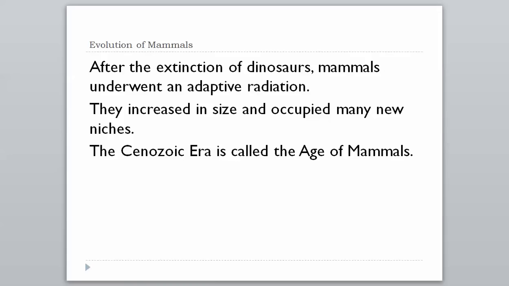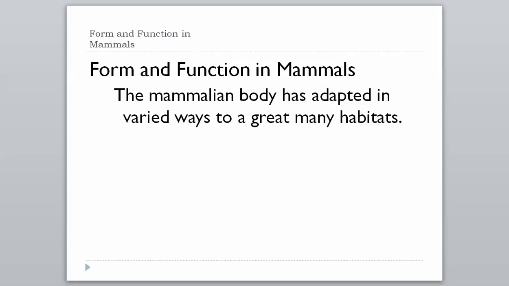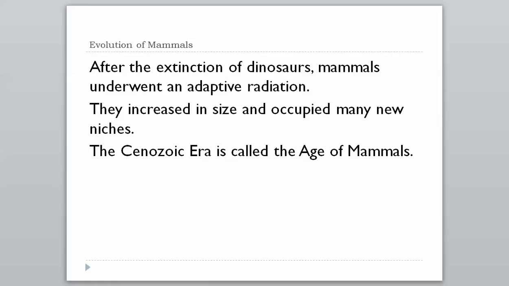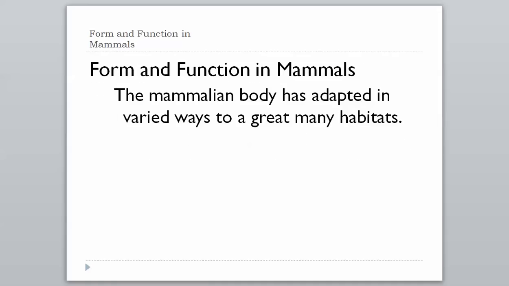And so the Cenozoic era, which is when they came to be, is now called the Age of the Mammals, because that's really when they took over. And so that's our history of mammals, briefly how they came to be. So now we actually have to look at the form and function. So again, all of the different capabilities that they have to survive.